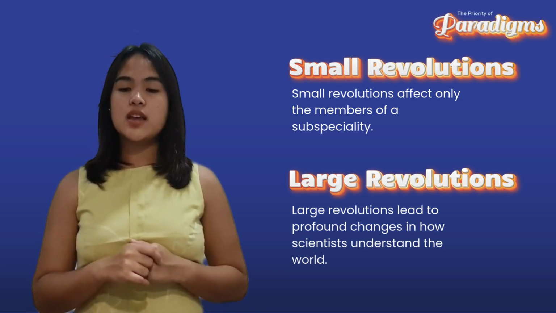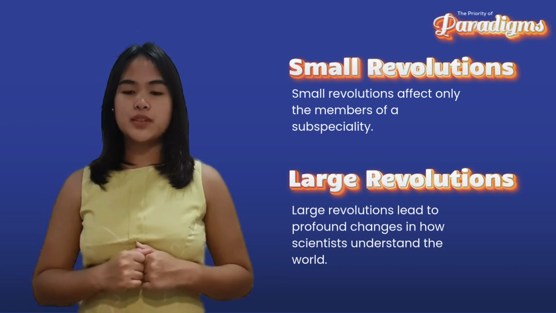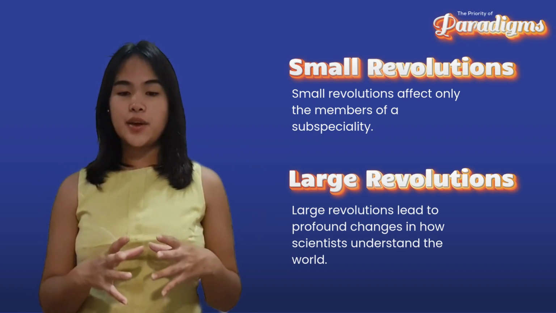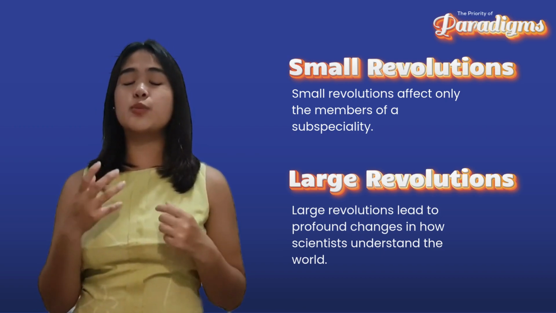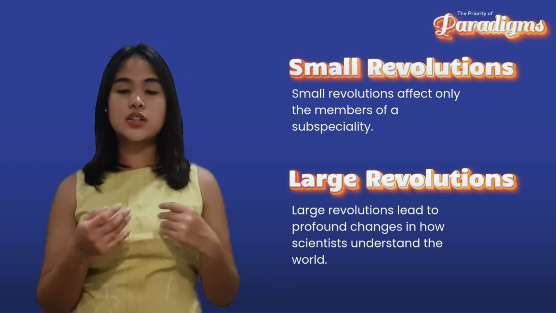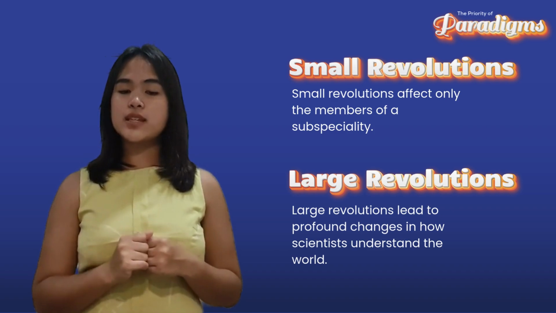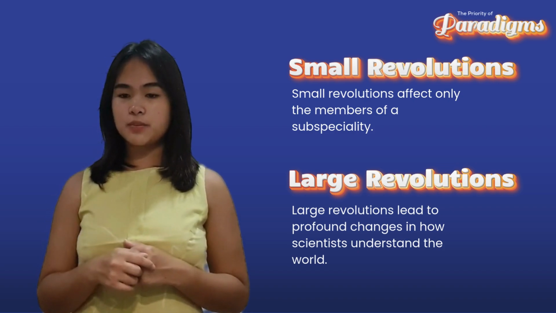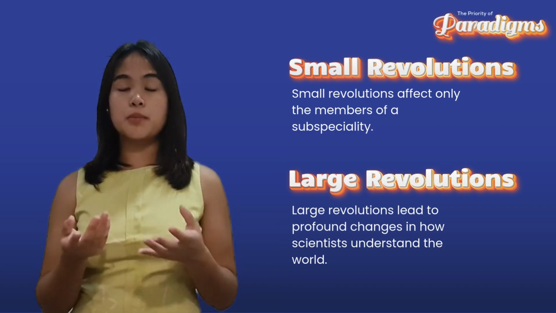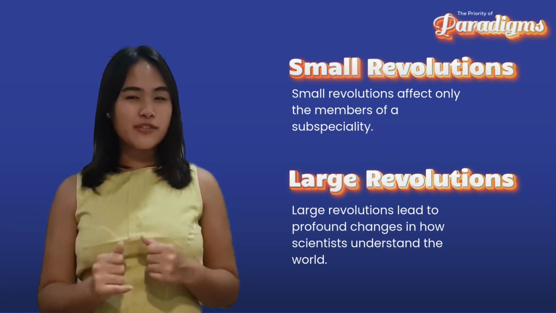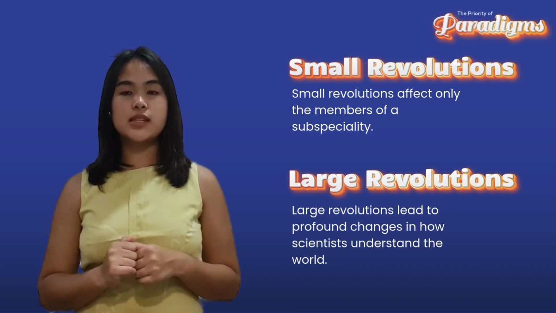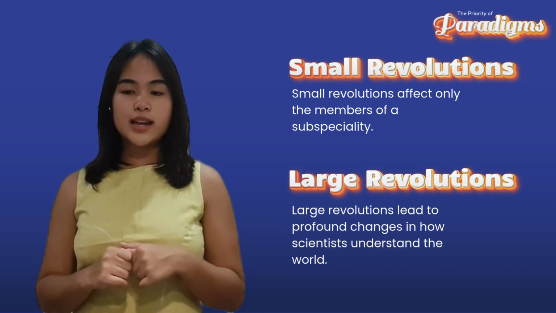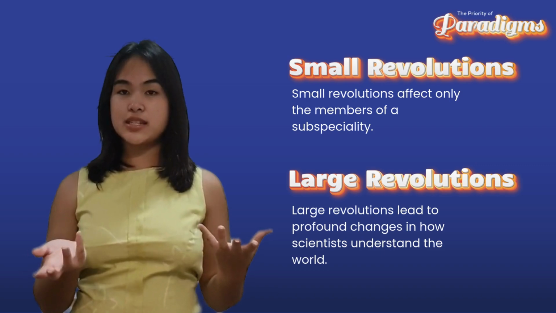Kuhn then introduced small and large revolutions. He explained that small revolutions affect only the members of a subspecialty, while large revolutions lead to profound changes in how scientists understand the world. An example of this is if each member of physical scientists were taught the laws of quantum physics. Most of them will use these laws at some point in their research. They, however, do not learn the same applications of these laws because their communities are large and diverse. Therefore, not every physical scientist is affected by the changes in quantum mechanics.